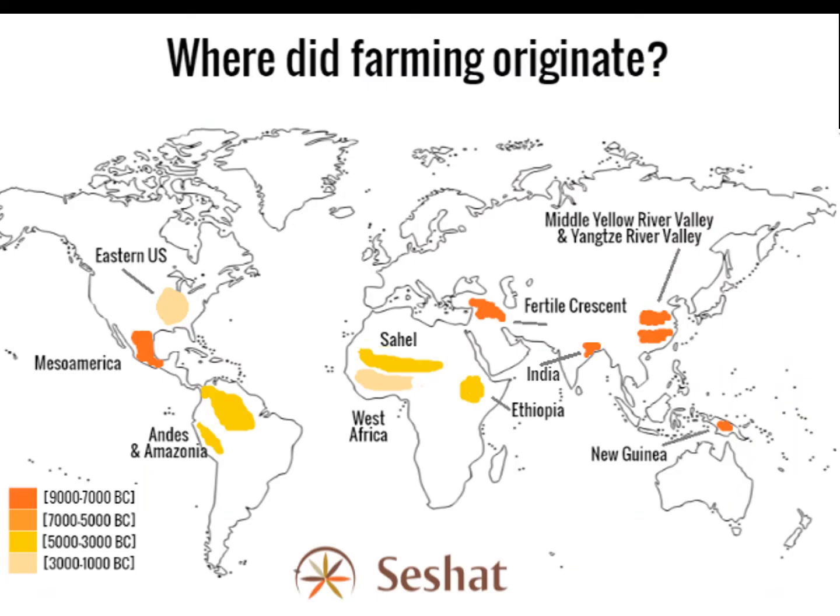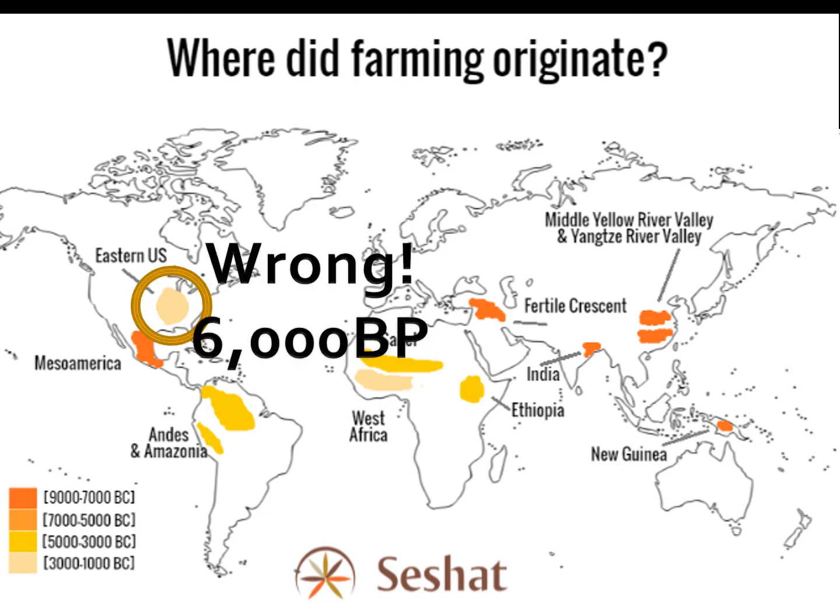So just to give you an example, this graphic here shows you the various timelines in which agriculture was independently invented in these different regions, right? We have some places as early as 9,000 BCE. We have some places as late as 1,000 BCE, which is actually interesting because I'll tell you that the one they have for the eastern United States is actually incorrect, and I know this based off of my own research that I did for my master's thesis.